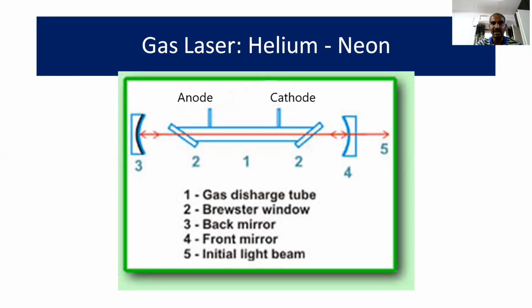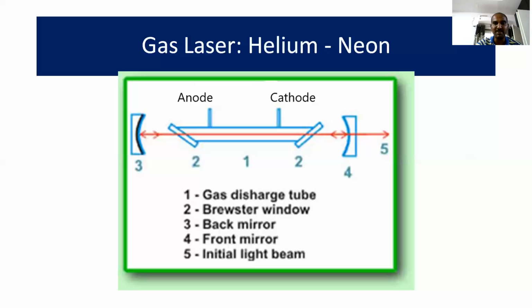So if you classify the lasers based on the state of active material, as already mentioned, we have three types of lasers. One is the solid state laser. An example for the solid state laser is the ruby laser, which we discussed in the previous lecture. And the second type of laser is the gas laser. An example for the gas laser is the helium neon laser.